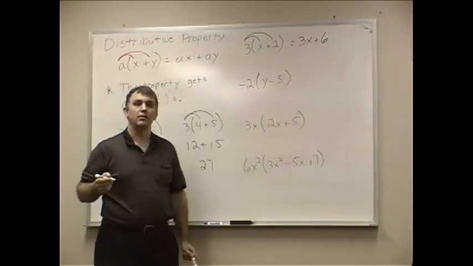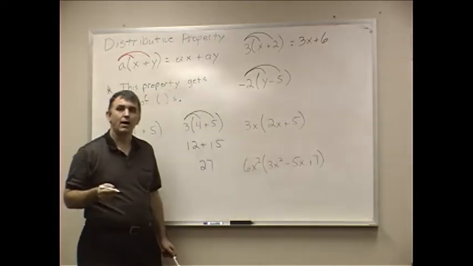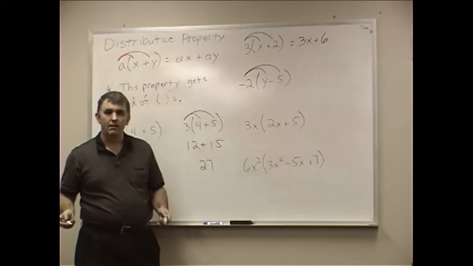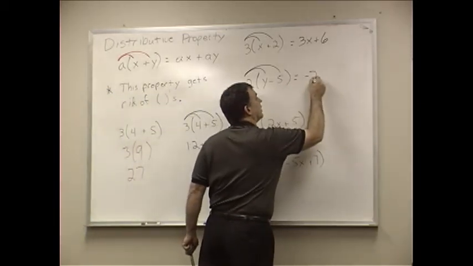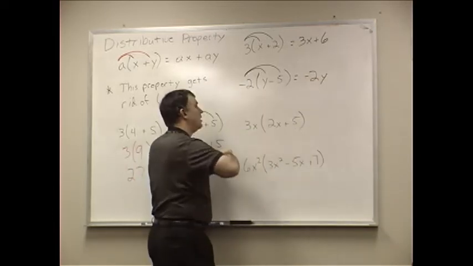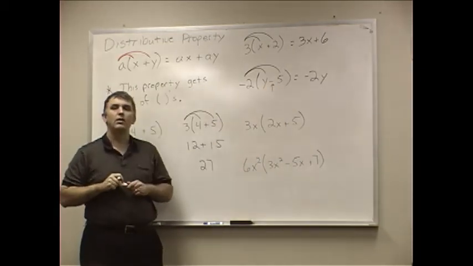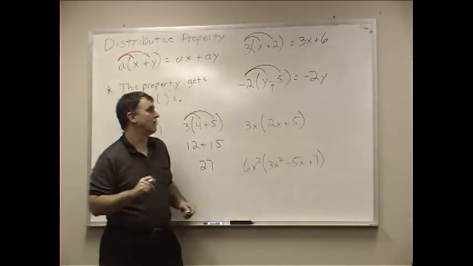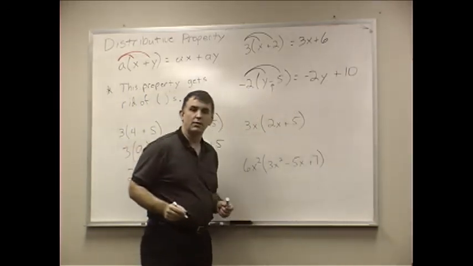Let's look at the second example. I'm going to take the negative 2 and multiply it by the y and by the negative 5. Negative 2 times y is negative 2y. Negative 2 times negative 5. Since that is a minus sign, I am counting the 5 as negative. That would be positive 10, so I'm going to write plus 10.